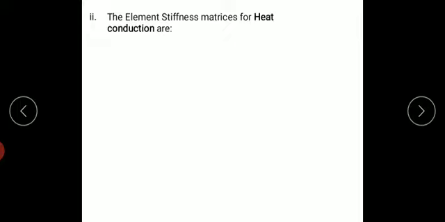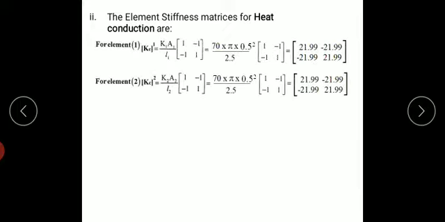The next step is the element stiffness matrix for conduction. The conduction formula we know: KA by L.